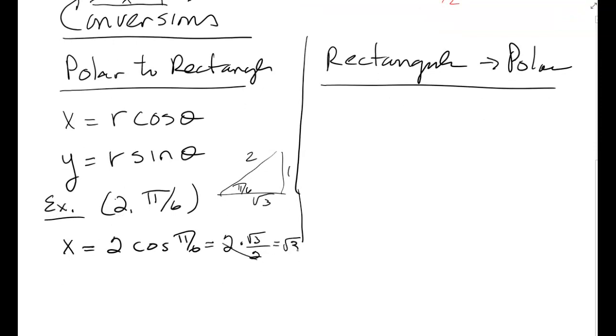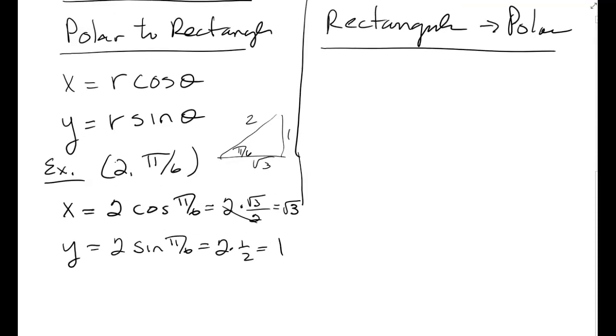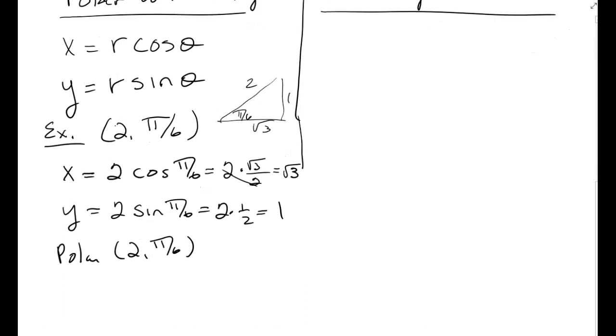So that gives square root of 3. Now y equals r, which is 2, times sine of pi over 6. Sine is 1/2. So that equals 1. So the polar coordinate of 2, pi over 6 is in the same exact location as the rectangular coordinate square root of 3, 1.